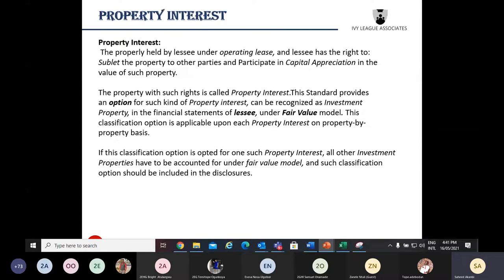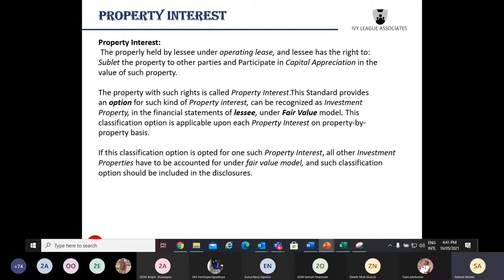This standard is saying that if I lease a property from someone, and based on the agreement I'm having with the owner of that property, I can also bring a third party to be residing in that property, and I'll be collecting rental income from the new tenant. That means in this case, there are three parties. Number one, the owner of the asset, who happens to be the lessor. Number two, myself, I am the lessee in this case. And number three, the sub-lessee.